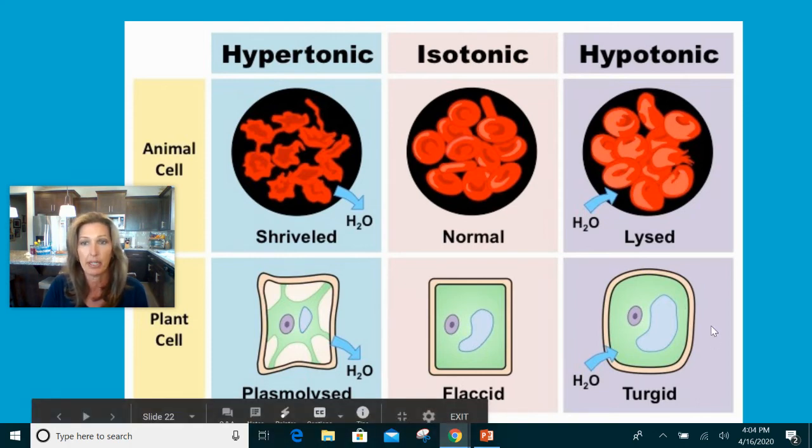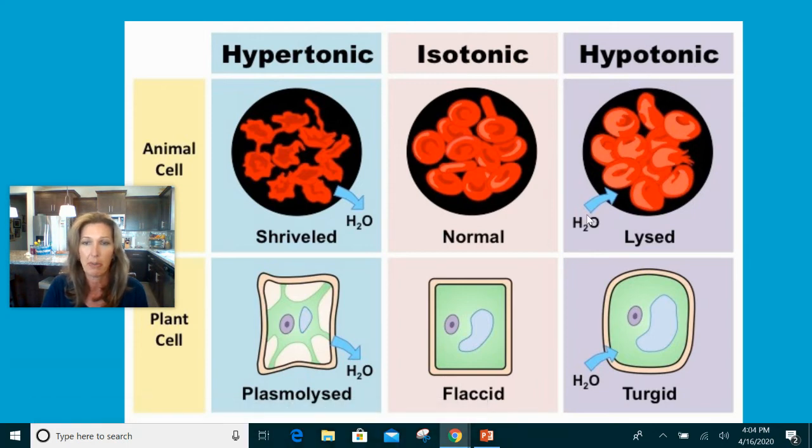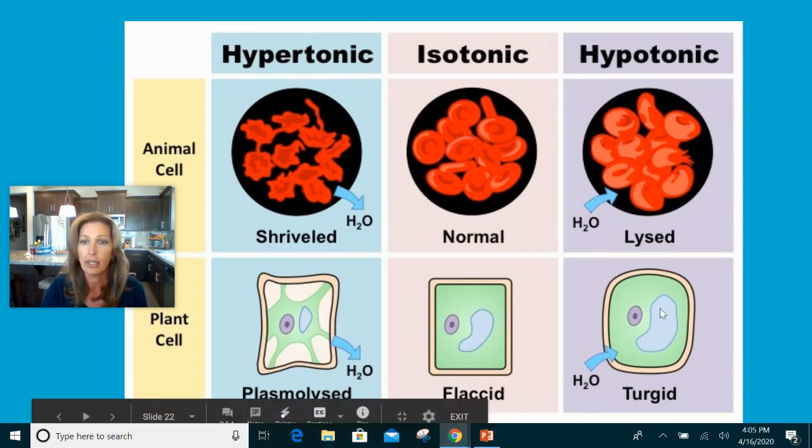Now, hypotonic solutions. In a hypotonic solution, remember water always moves from hypo to hyper. So if you injected yourself with pure water, you're going to cause your red blood cells to lyse open, because water is going to move from this hypotonic solution towards the dissolved solutes that are inside the cells. And so that cell membrane isn't strong enough to withstand that pressure and is going to burst open, or lyse.